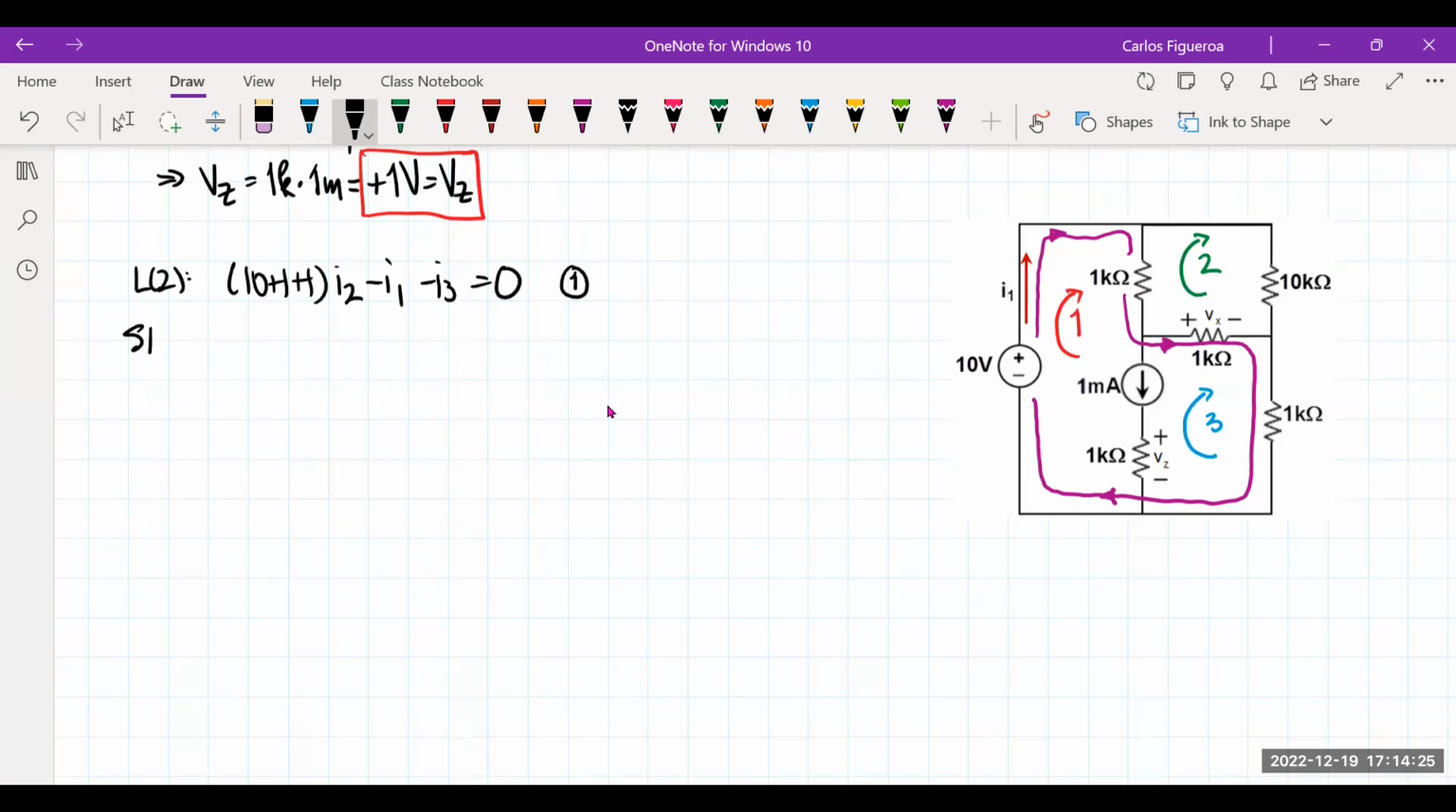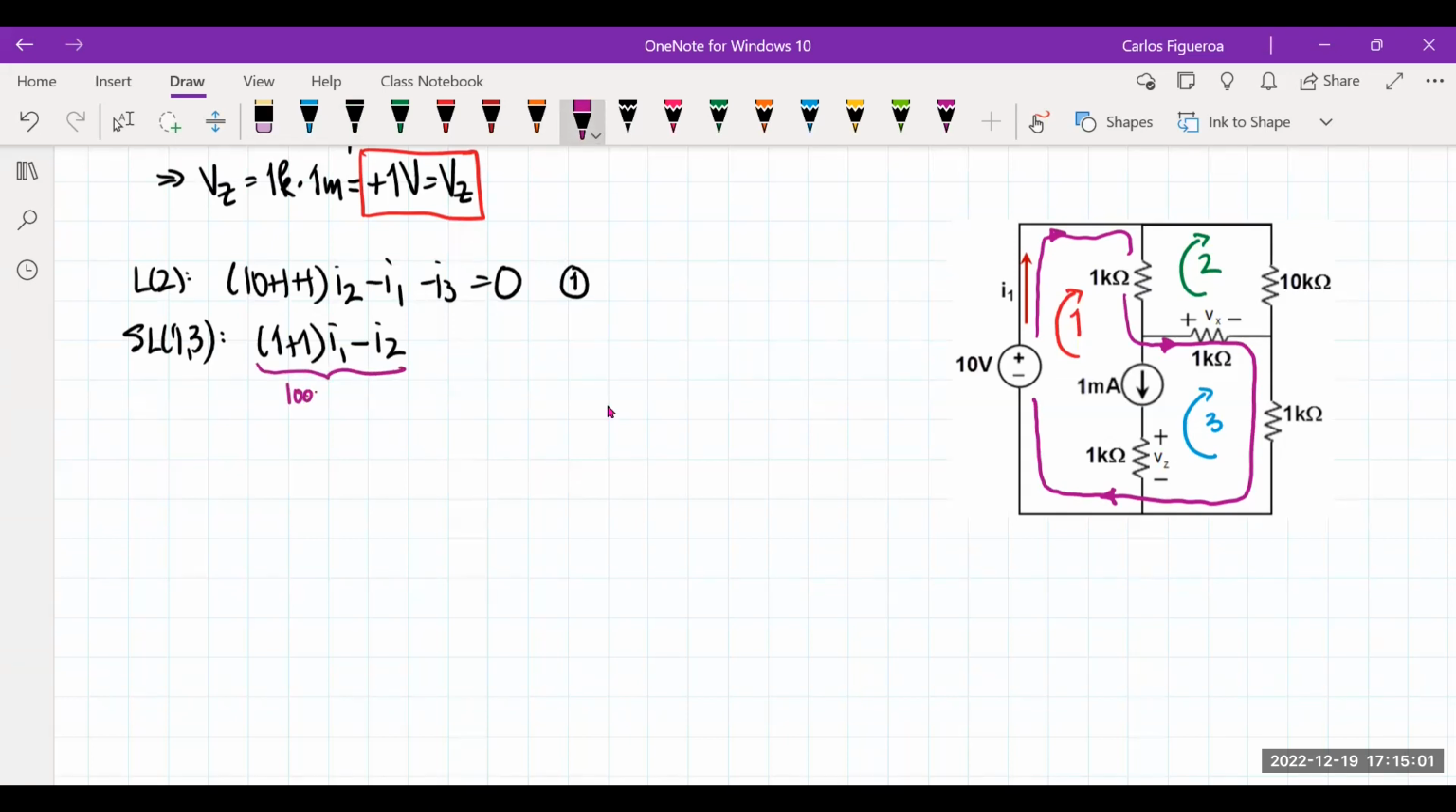Now I have my super loop. Now remember, it does not include the Vz resistor. So here I go. I have in loop 1, I only have 1 resistor between 1 and 2. So I'm going to go 1 plus 1, and then I'm going to have I1 minus the mutual, which is I2, and then I keep going around.